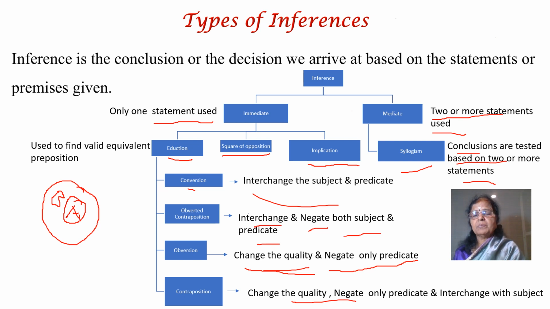Suppose they say two statements are used for arriving at the conclusion or for testing the validity of the conclusion. It is called mediate or immediate inference implication. Then you should say if two statements are used, it is mediate. If only one statement is used, it is immediate. Anything can be asked. Both the theory is also tested in the syllogism questions.